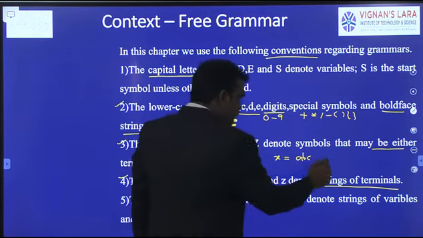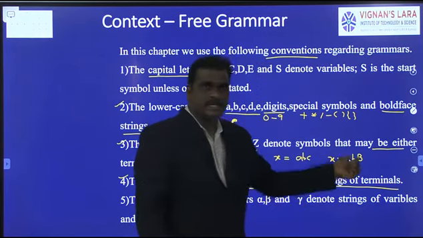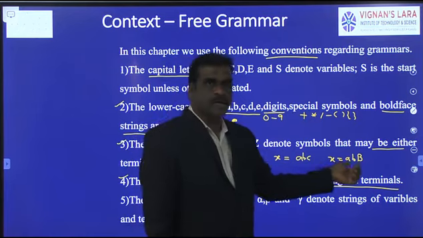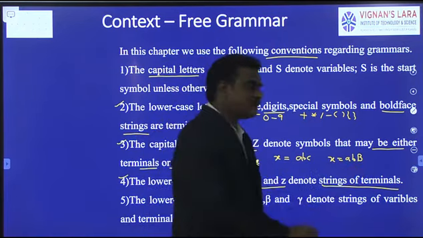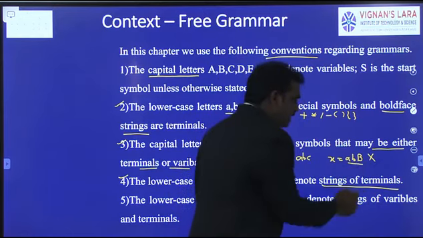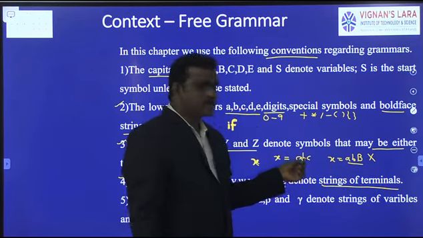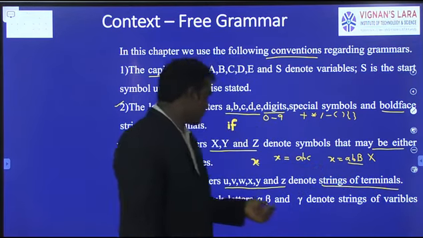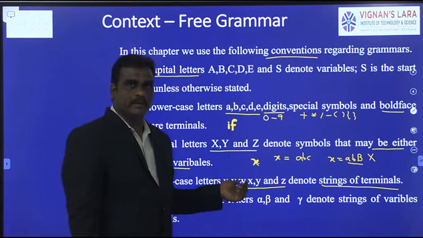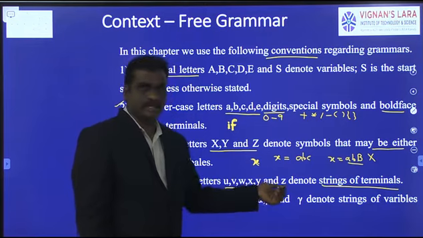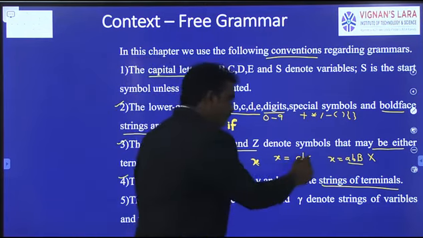For example, if you take X equal to A, B, B, it is a string, but it is not a string of terminals because B is a non-terminal symbol. So it is a string, but not a string of terminals. A string of terminals contains only terminals. So if we use the lowercase letters U, V, W, X, Y and Z, the meaning is a string of terminals.